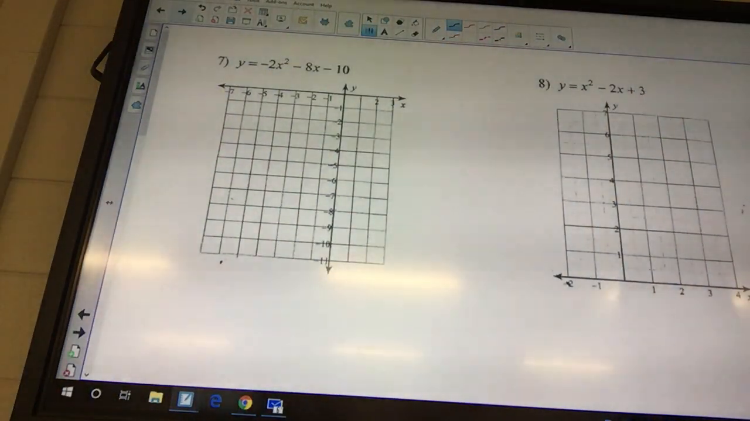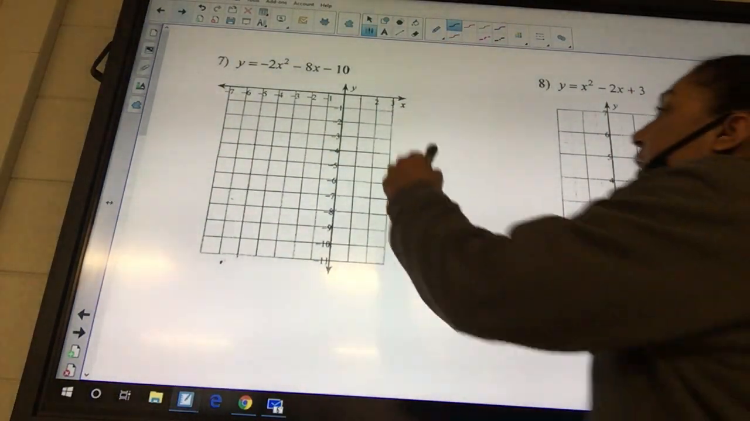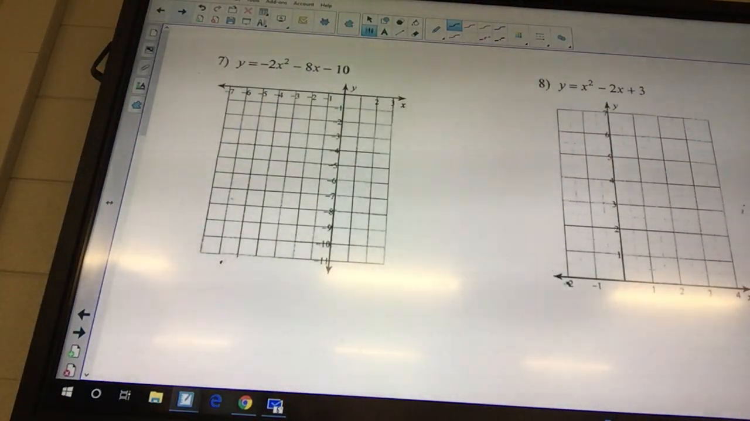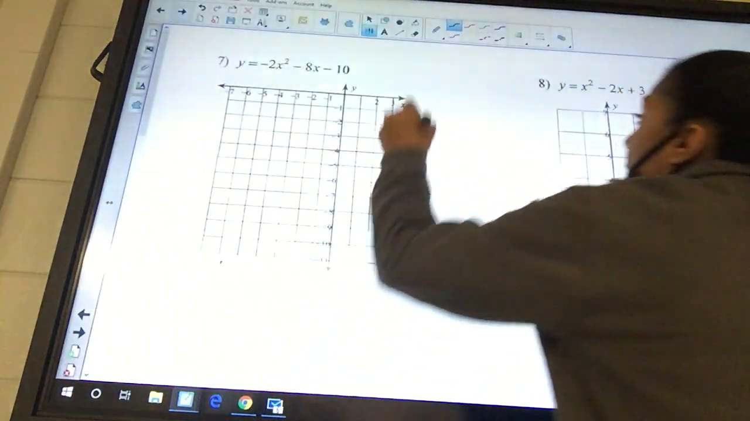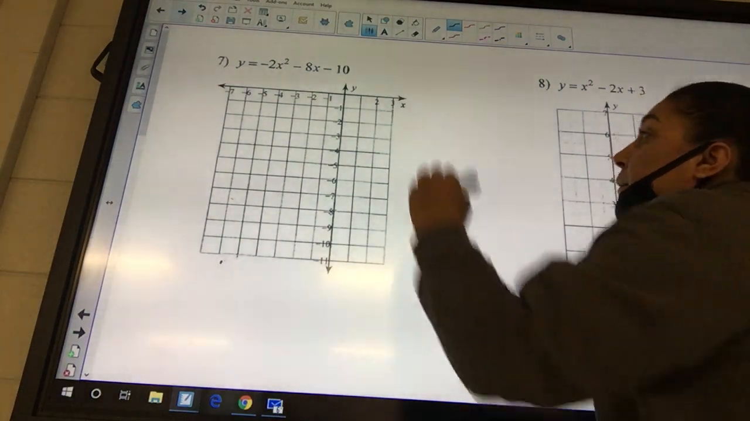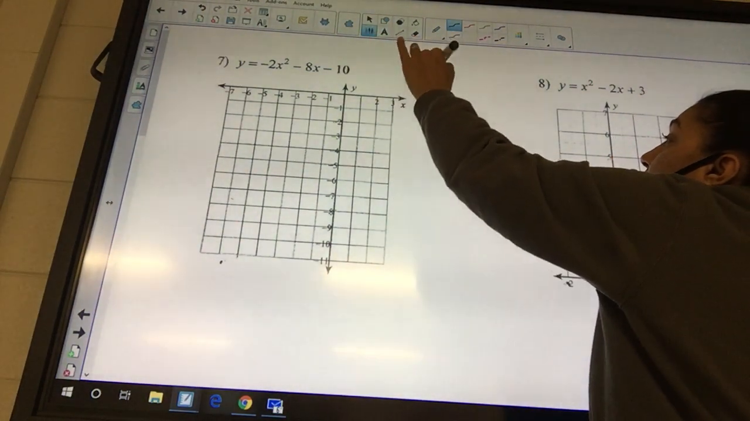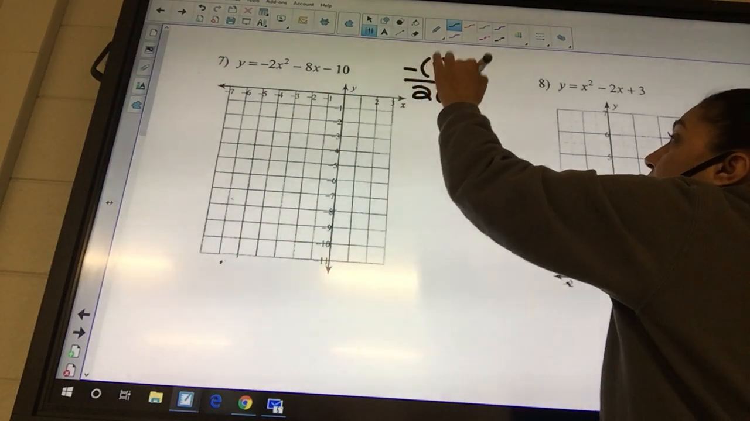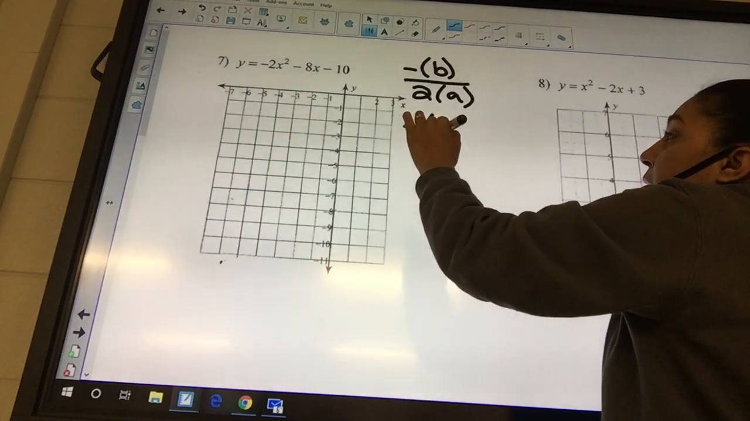Okay, 7, we need to find what first? The vertex. So 7, find the vertex. What's the vertex formula? Negative b over 2a. So we got negative, what's our b? Negative 8.